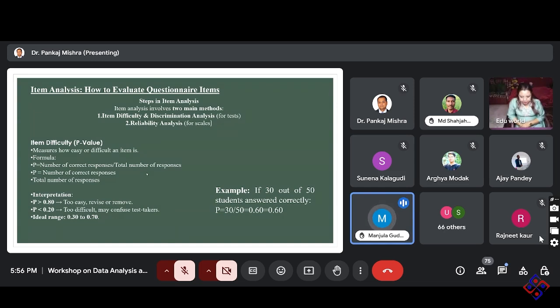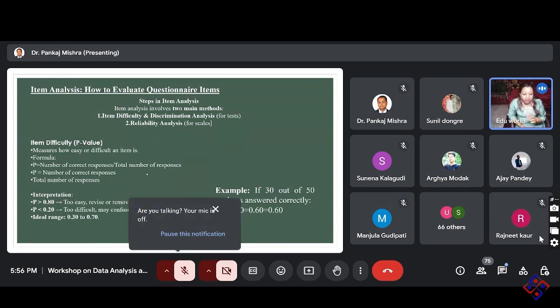If the questions are based on a Likert scale, which are based on opinions, beliefs, or perceptions, how can we identify whether they are correct or not? Okay, see, this is related with a questionnaire. This is not related with the Likert scale.